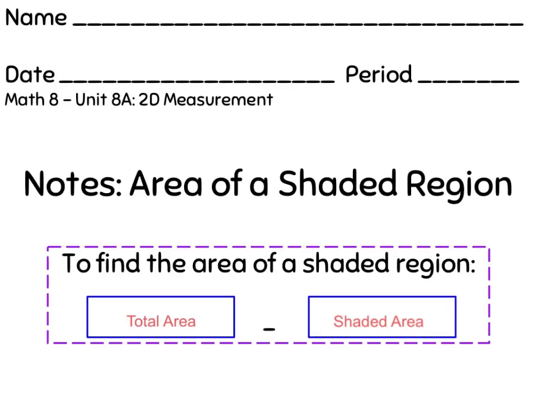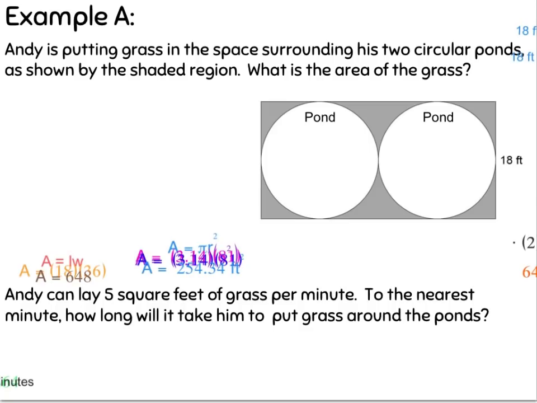Let's take a look at the first example. Example A says Andy is putting grass in the space surrounding his two circular ponds, as shown by the shaded region. What is the area of the grass? So we're looking for just the shaded region. And there's a second question. Andy can lay 5 square feet of grass per minute. To the nearest minute, how long will it take him to put the grass around the pond?